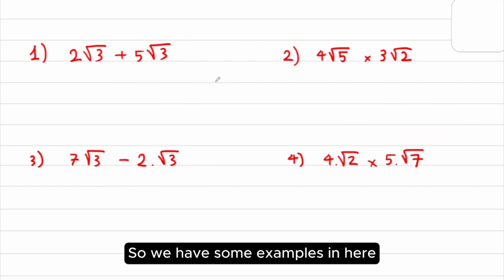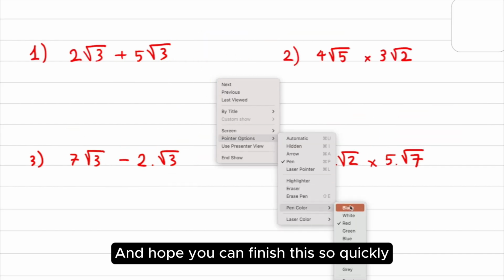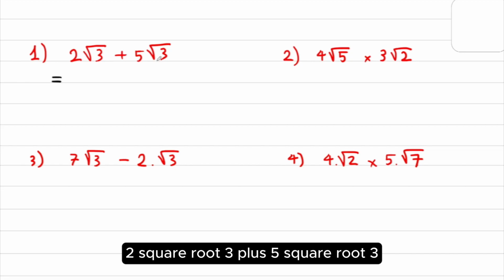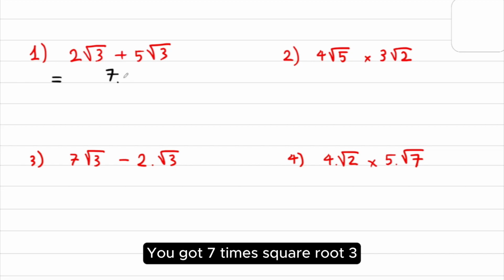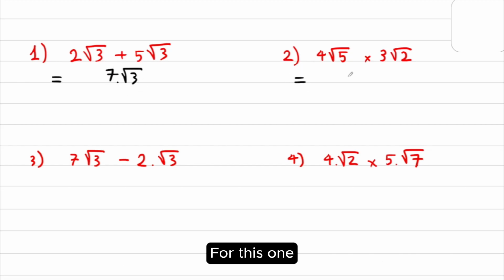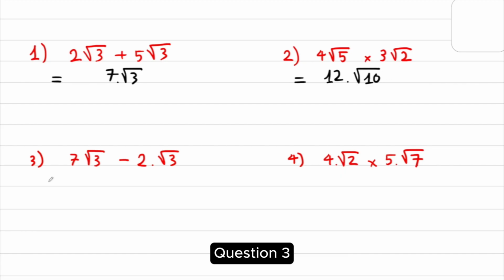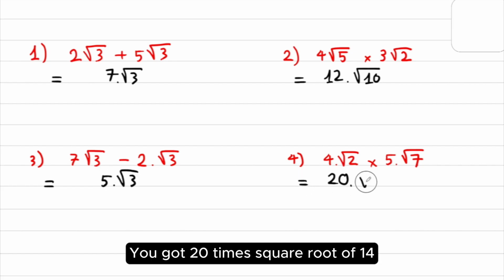Okay, so we have some examples here, and I hope you can finish them quickly. It's very easy for you if you understand the method. Question 1, 2 square root 3 plus 5 square root 3. You get 7 times square root 3. For this one, very quickly, I can write 12 times square root of 10. Question 3, yes, this is 5 square root 3. Question 4, you get 20 times square root of 40.